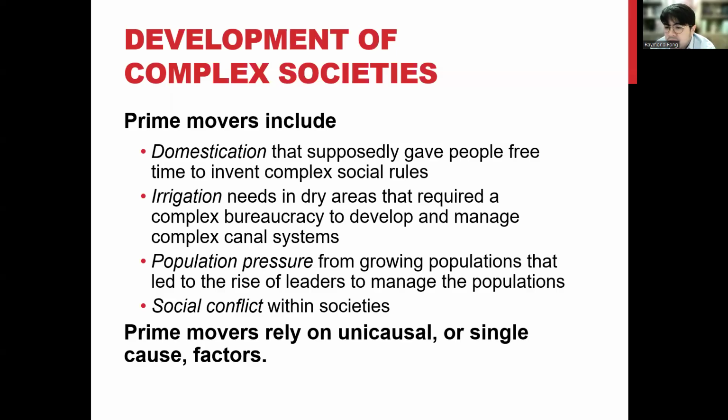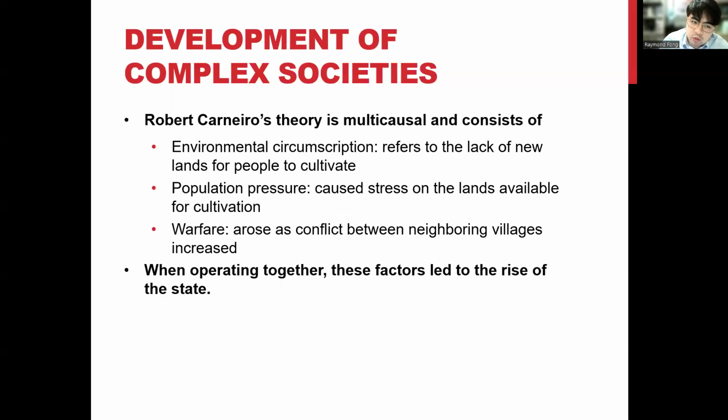Okay. The problem with these examples, though, is that they are unicausal or single cause factors, right? Meaning that this is only one thing. And if you reflect on decisions we make as a people and even in our own lives, we don't decide on one thing. One thing is not really going to push us to any decision. It's multiple things, and that's where Robert Carneiro's theory comes in, right?